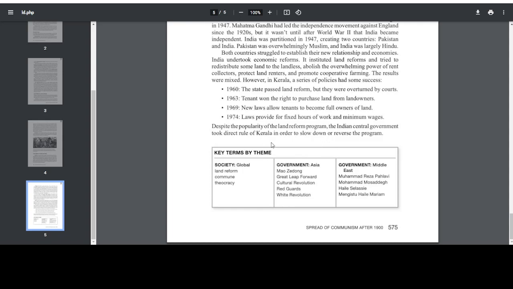Key terms by theme. Society, global: land reform, commune, theocracy. Government, Asia: Mao Zedong, Great Leap Forward, Cultural Revolution, Red Guards, White Revolution. Government, Middle East: Muhammad Reza Pahlavi, Mohammed Mossadegh, Haile Selassie, Mengistu Haile Mariam.